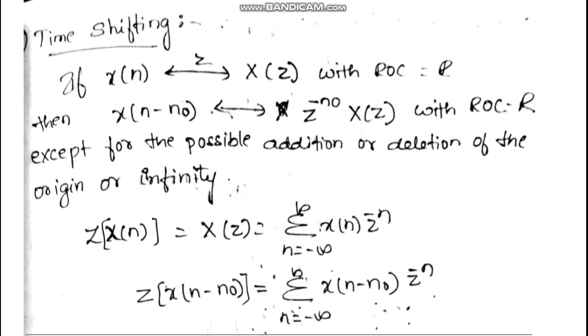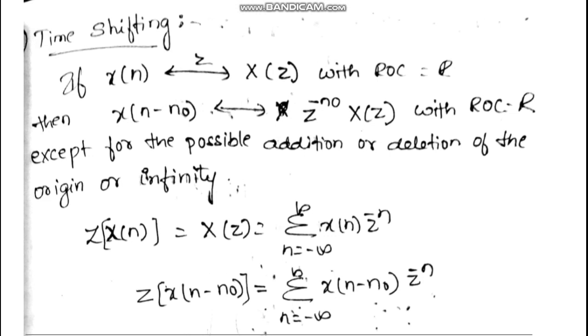Now for the input signal, I am applying time shifting, that is, the sample value x of n minus n naught. This minus n naught is nothing but a time shifting value. The result is z to the power of minus n naught, where n naught is your time shifted value, multiplied with x of z, with ROC equal to R, except for the possible addition or deletion of the origin or infinity. This is the statement of the time shifting property.